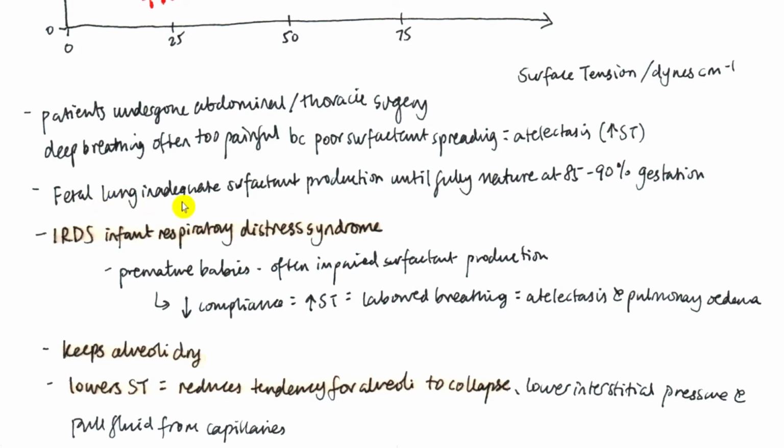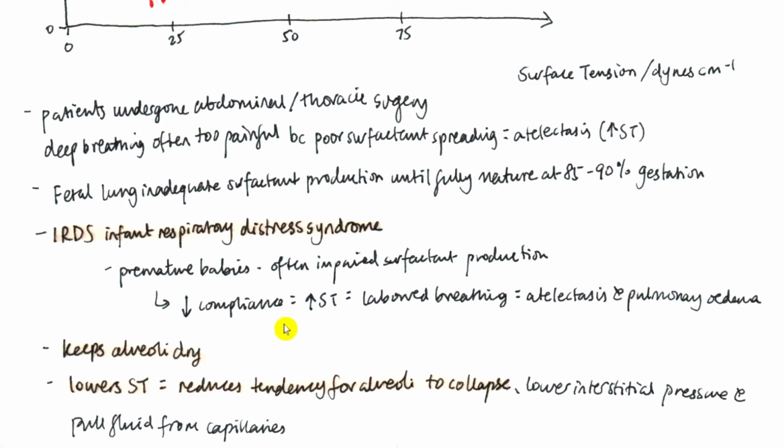Now the fetal lung has inadequate surfactant production, so you'll know from my cardiovascular lectures, hopefully, that the fetus doesn't really use the lungs, so the circulation bypasses the lungs, and that's because the surfactant production is inadequate until the fully mature lungs at around 85 to 90% of gestation. And this can cause infant respiratory distress syndrome, which tragically happens to a lot of premature babies. And this is often caused by impaired surfactant production. So the decreased compliance of their lungs increases the surface tension and causes laboured breathing and atelectasis and pulmonary edema.